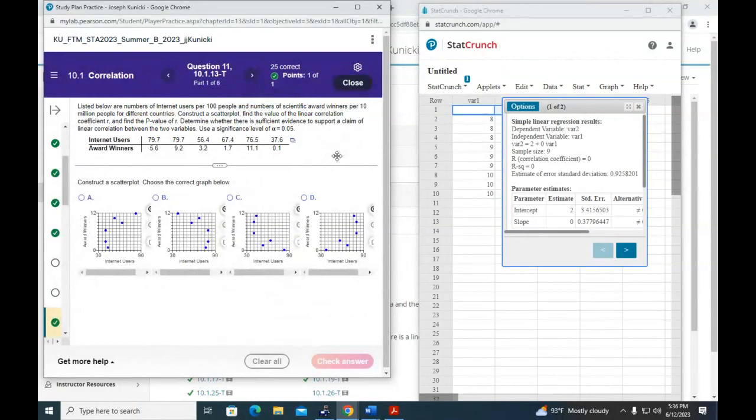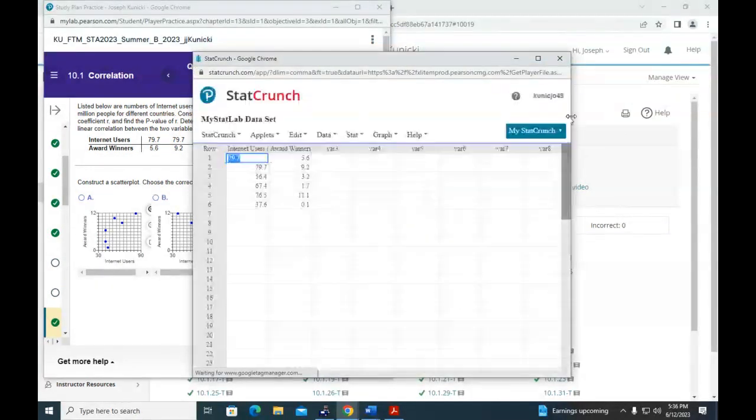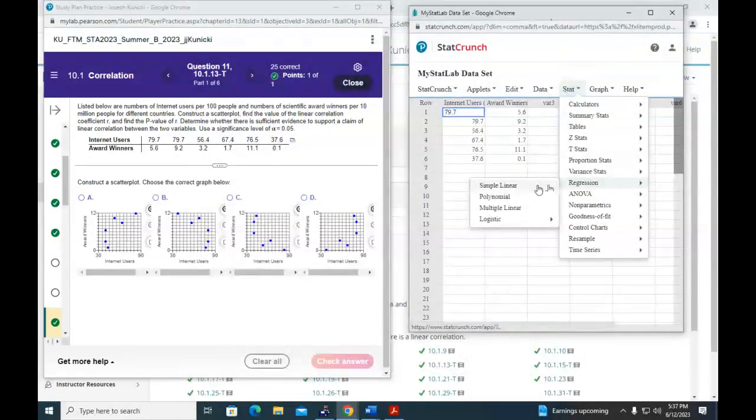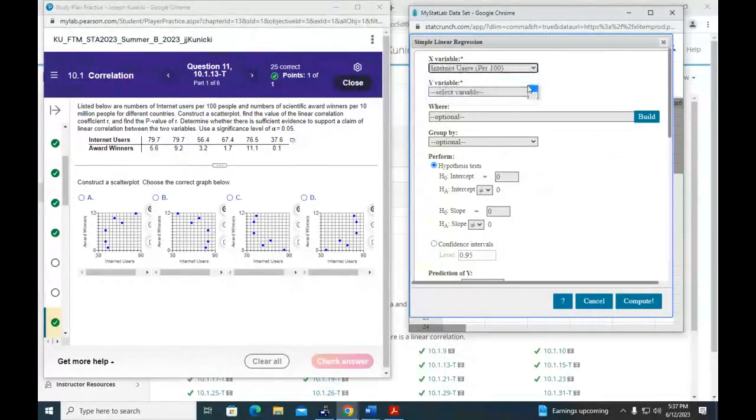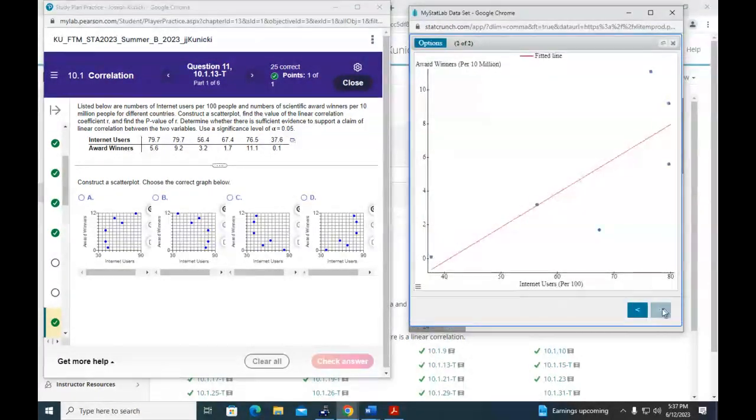All right, so now we have internet users and award winners, and we may want to see if they're significant at 5%. So construct a scatter plot. I close this. Now n is 6 here. See that? Small sample. Open the data in StatCrunch and do stat, regression, simple linear. The X's are the internet users, the Y's are the award winners. Compute, open it up, and it looks like D.